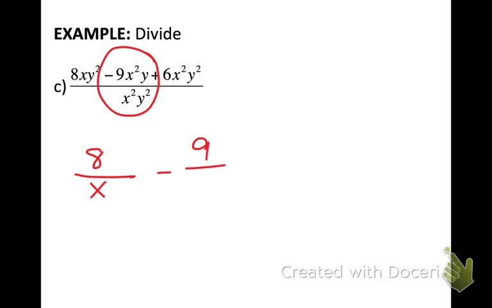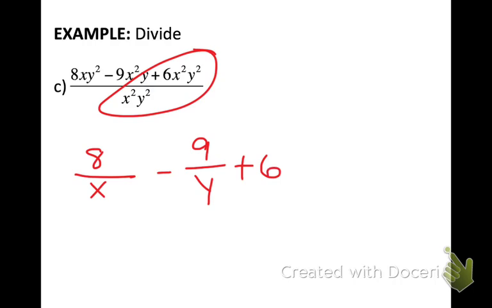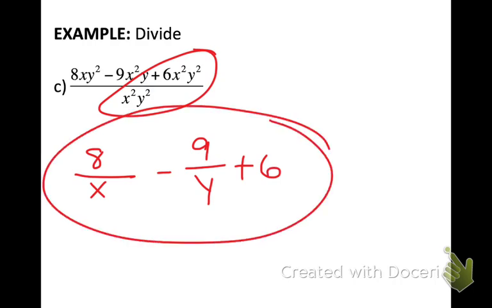9 over 1y. So your x squareds cancel, right? And then it's going to be a plus 6. So plus 6. There's your answer. Done.